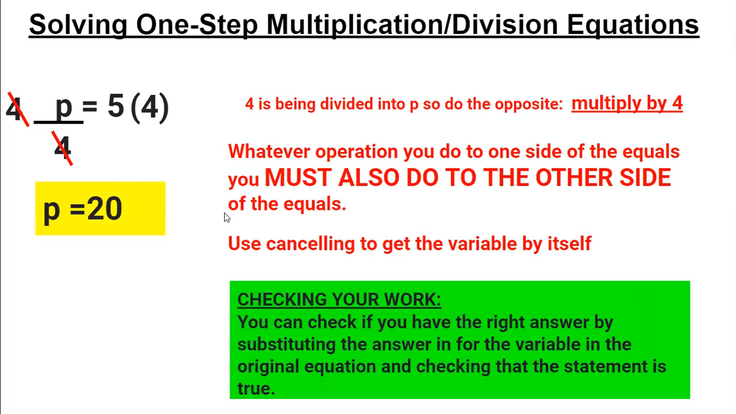To check it, we put the 20 back in for p and say 20 divided by 4 is equal to 5, and that is true.